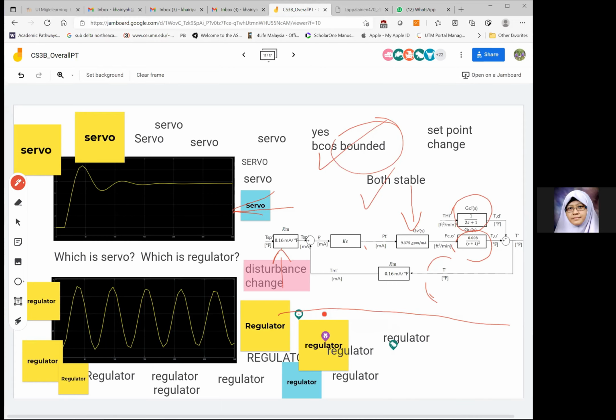We don't see the disturbance change, but the set point is still trying to stay where it originally is. So we are not detecting any change in the set point. If the control variable is oscillating like this, having a response, then that means a disturbance has entered. Otherwise, it would have gone on to the new set point. So that's why it's a regulator. Okay, very good.